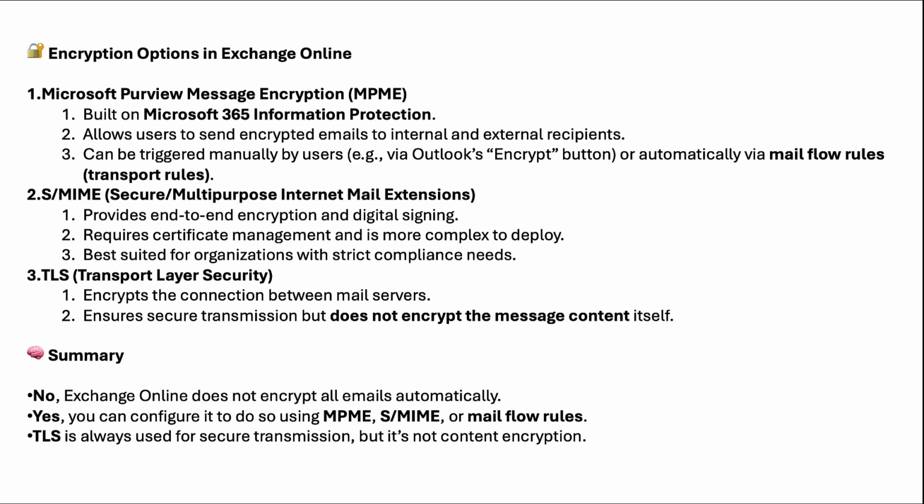This is built on Microsoft 365 Information Protection. It allows users to send encrypted emails to internal and external recipients. It can be triggered manually by users through Outlook's encrypt button or automatically via mail flow rules, also known as transport rules.